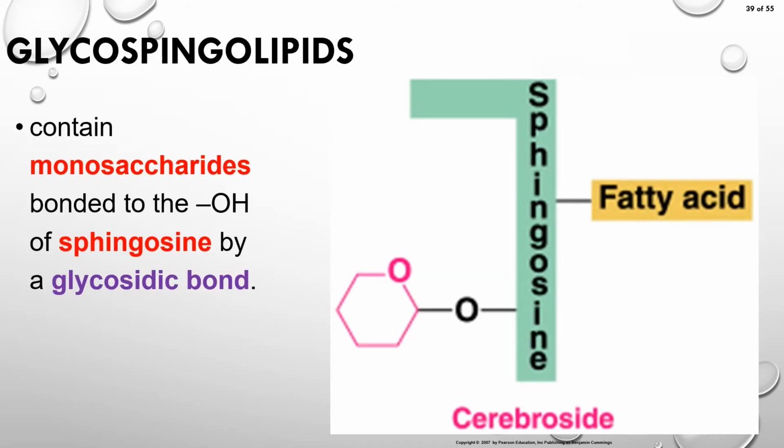Then we have the glycosphingolipids. This contains monosaccharides bonded to the OH of sphingosine by a glycosidic bond. Okay, so an example of a glycosphingolipid is cerebroside. Again, you have the backbone, sphingosine, and then you have one fatty acid and a monosaccharide.